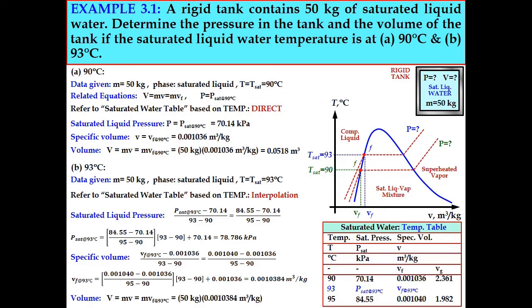Okay, so from the vf value we can determine the volume for question B. So the volume equals m times vf at 93 degrees Celsius, equal to 50 multiplied by 0.001038 meter cubic per kg. So we'll get the final answer for the volume: 0.05192 meter cubic. Okay, that's how the solution for example 3.1 for the saturated liquid water goes.